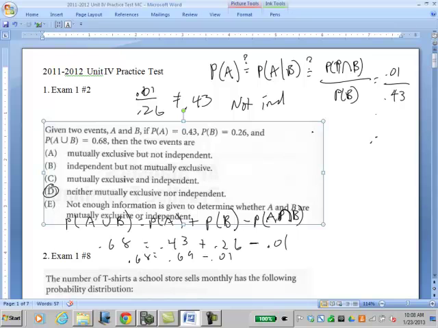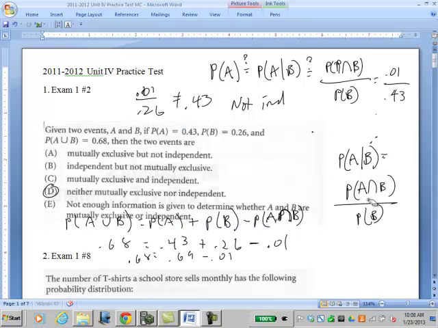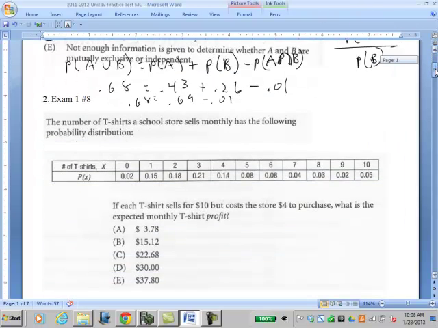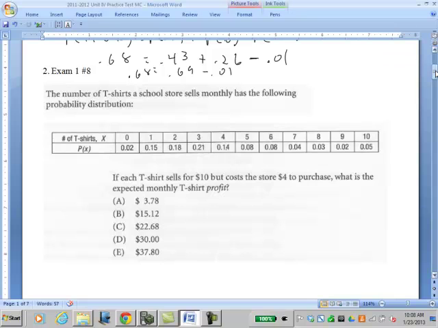Yeah? Can you explain independence one more time? Independence: probability of A equals probability of A given that B has already occurred. That's it. And then the probability of A given B equals the probability of A and B divided by the probability of B. That's it. Now, you're not given this formula in the cheat sheet for independence. You've got to know it. Okay. Now, let's look at number 2.